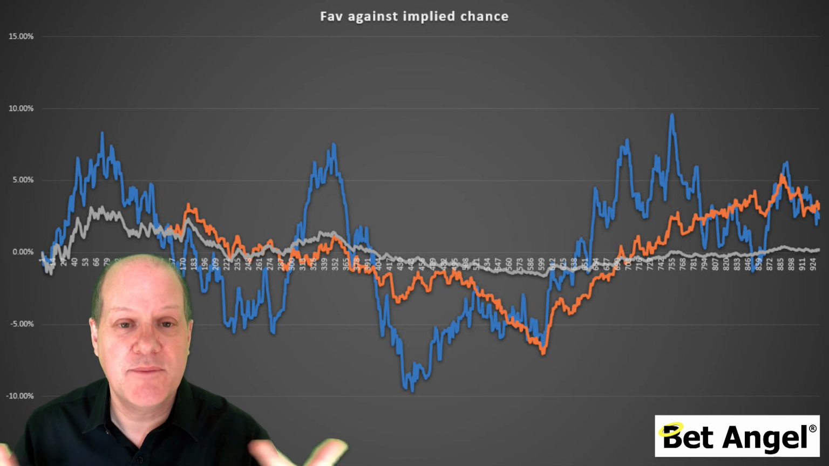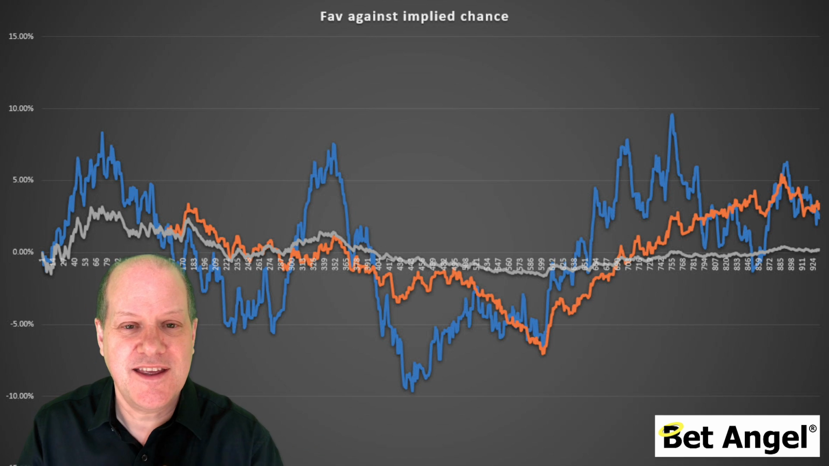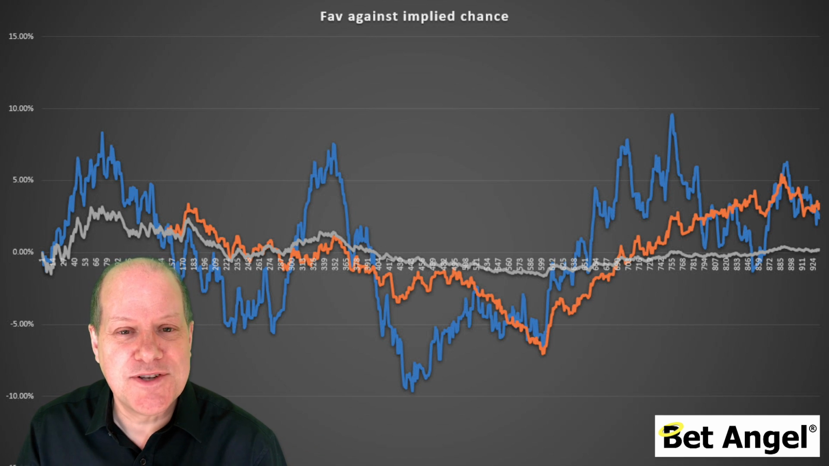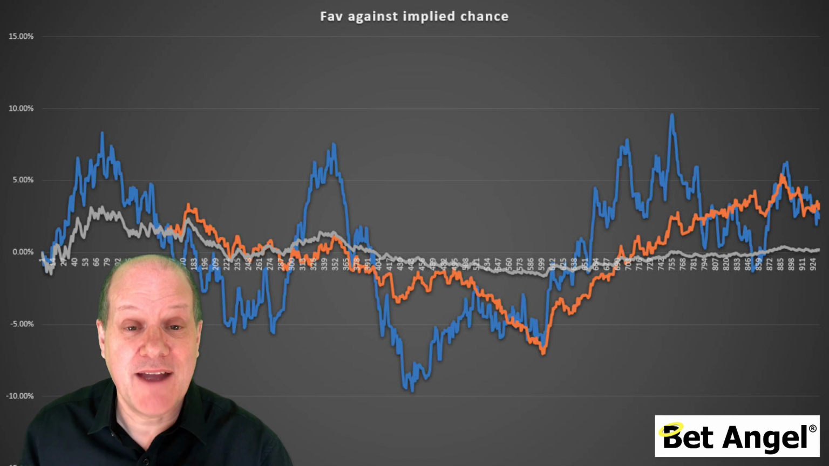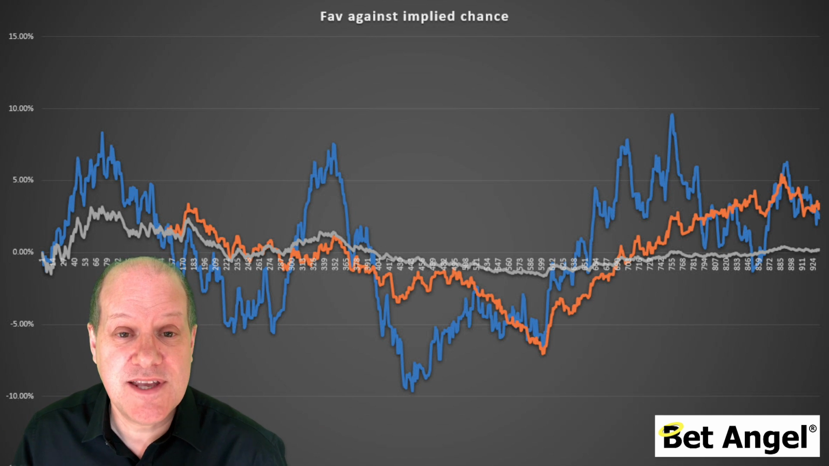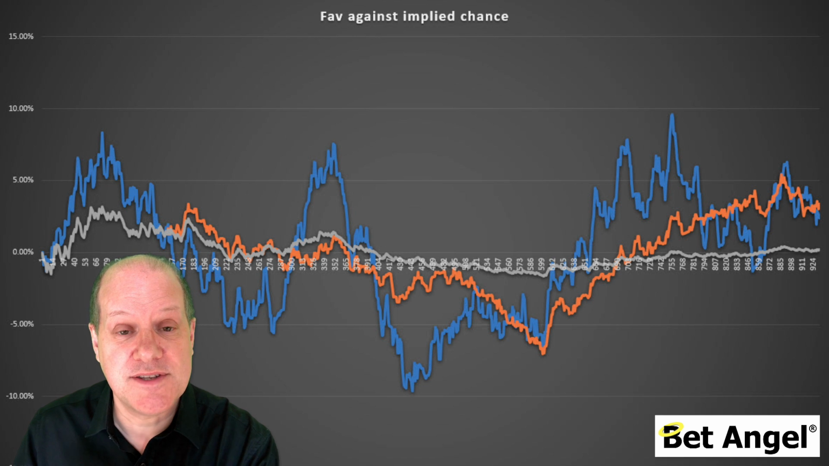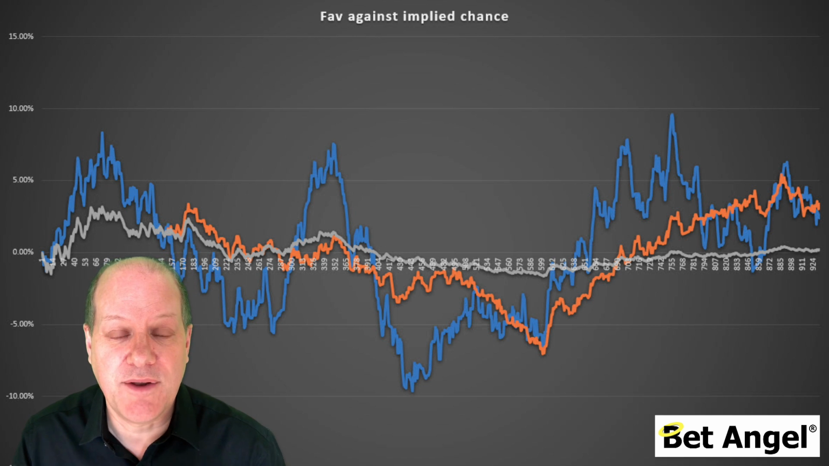I tend to move the frequency of the moving average according to the time of the season, because in the summer there are many, many more races. So what I'm trying to capture is the very short term, and then typically sort of around a week of racing using those moving averages.